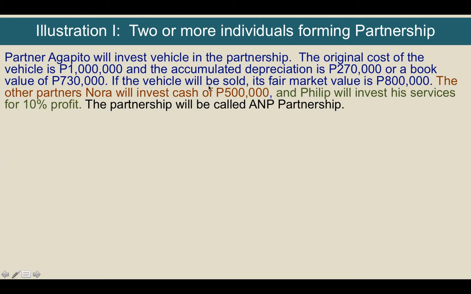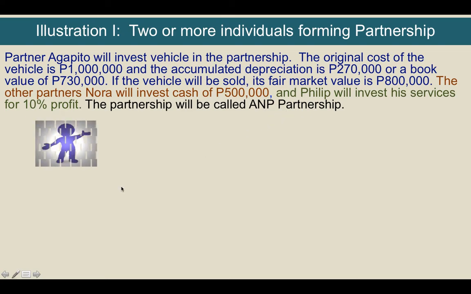However, if the vehicle will be sold, its fair market value is 800,000. So meaning there is a willing buyer for the vehicle at 800,000. The other partner, Nora, will invest cash of 500,000 and Philip will invest his services for a 10% profit. The partnership will be called A and P partnership.